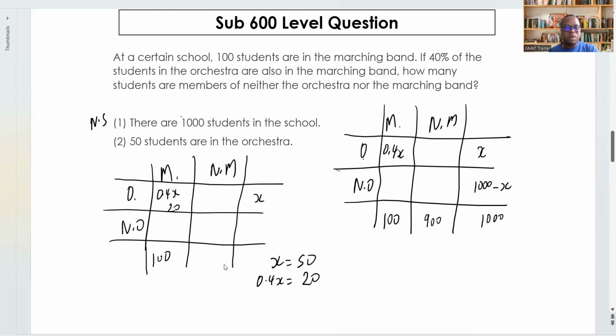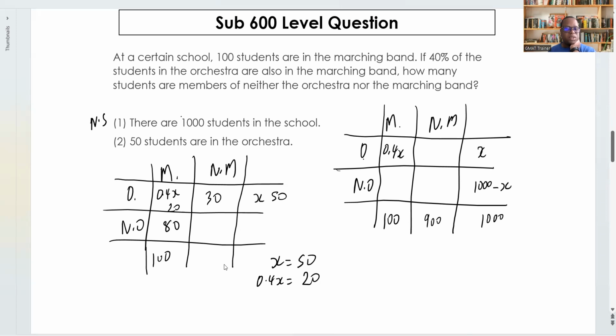So this cell right here, those in the marching band and in the orchestra, are 20. Those who are not in the marching band but are in the orchestra, they are how many? They are 30. Those who are not in orchestra, but are in the marching band, they are 80. So the next thing we need to know is, we've been asked about this cell right here. We need to know how many students we have in total, because here we have 50. But how many students do we have in total in this school? We don't know. If you don't know, that means this value can be any value.